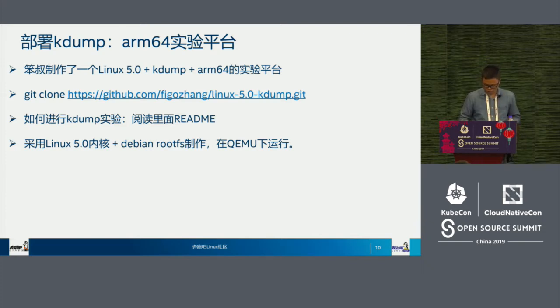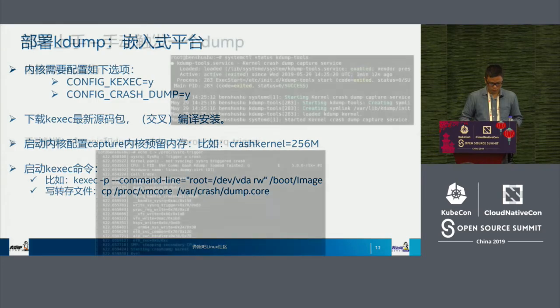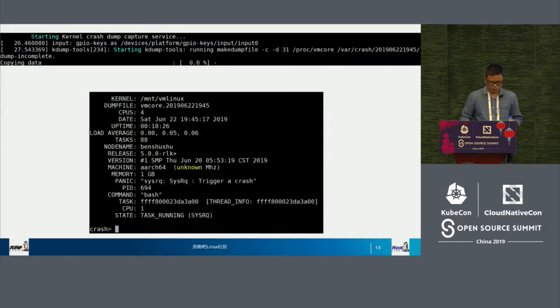And we have an experiment platform with 5.0 and ARM64, and this embedded platform enables you to run all the tests that you want. How can we trigger KSAM manually? This is how to do it.